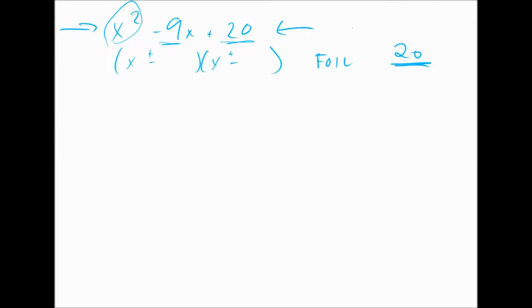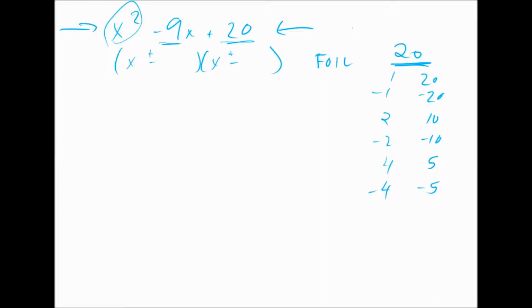So you're going to take this number, the 20, and you're going to think, what are all the factors of 20 that give me a positive 20? So I have 1 and 20. You also have negative 1 and negative 20. That also works. If you multiply those, you'll get positive 20. You'll have 2 and 10 and negative 2, negative 10. You'll have 4 and 5, negative 4, negative 5. And I think that's it.